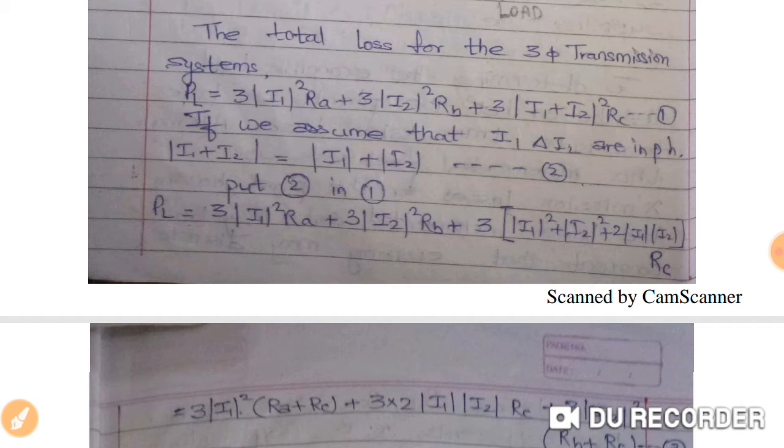Now if we assume that I1 and I2 are in phase, then in that particular case we can say that the mod of I1 plus I2 is equal to the sum of the individual moduli of I1 and I2. So we are going to use this equation for I1 plus I2.